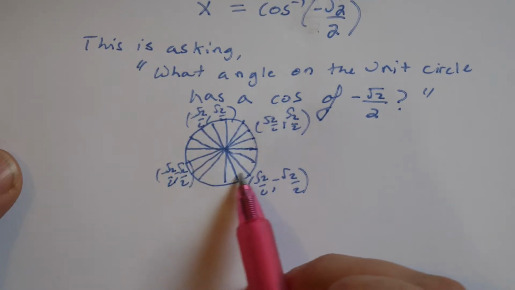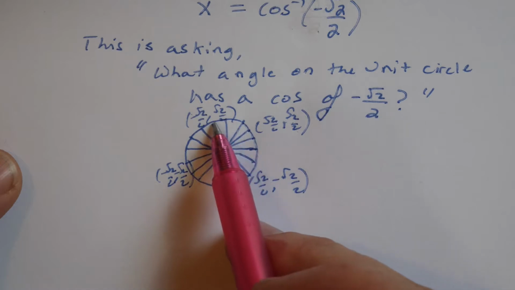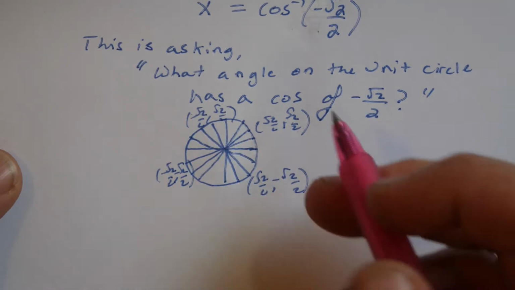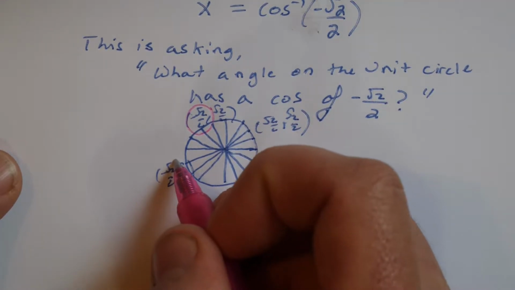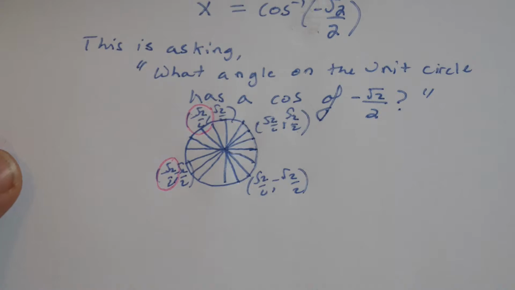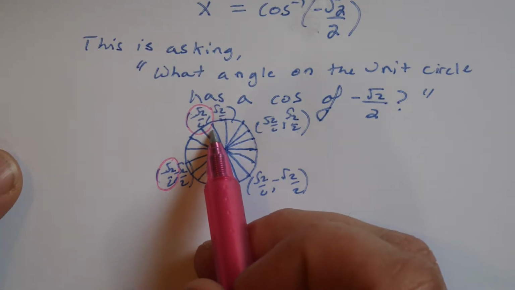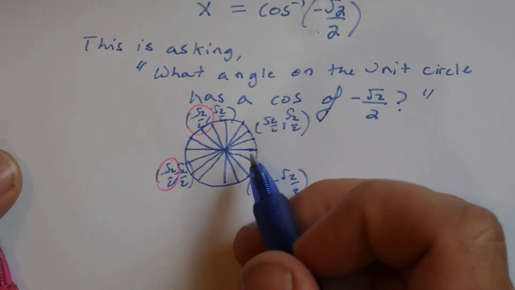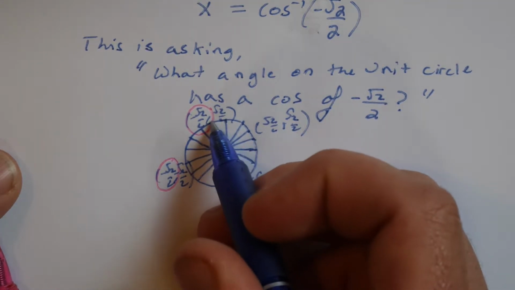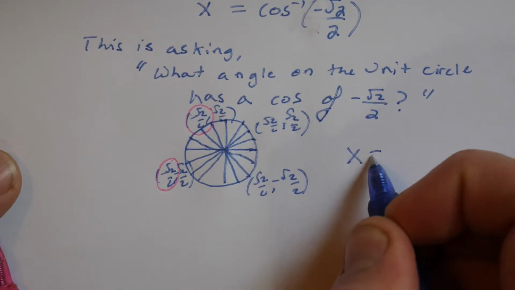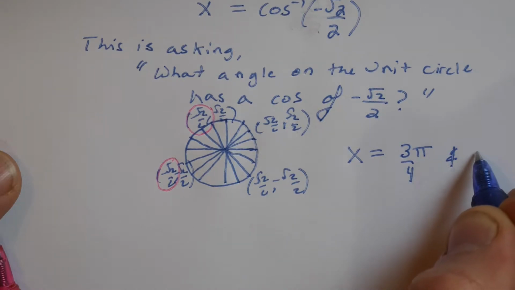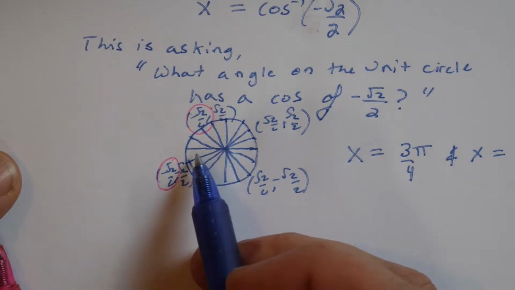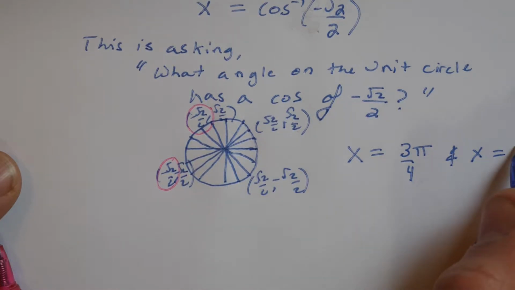So which one of these has a cosine of negative root 2 over 2? It would be this one, right? But it would also be this one, because the x value on both of these points is negative root 2 over 2. Okay? So what's the actual angle up here? That'd be 1 pi over 4, 2 pi over 4, 3 pi over 4. So we have x equals 3 pi over 4, and x equals, what's this value? So it'd be 4 pi over 4, and then 5 pi over 4.